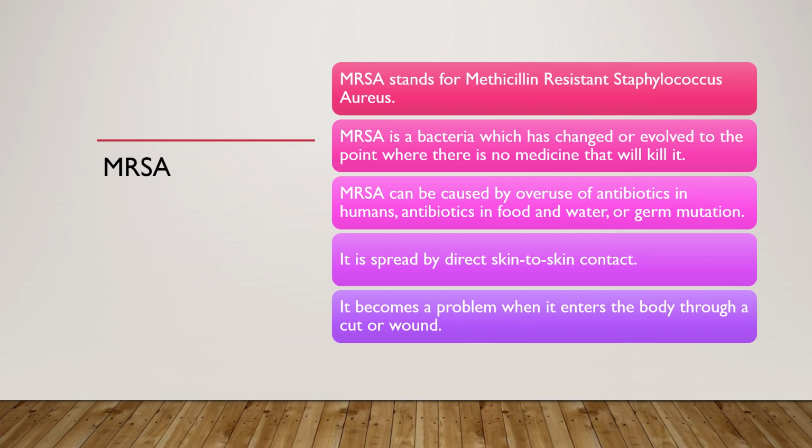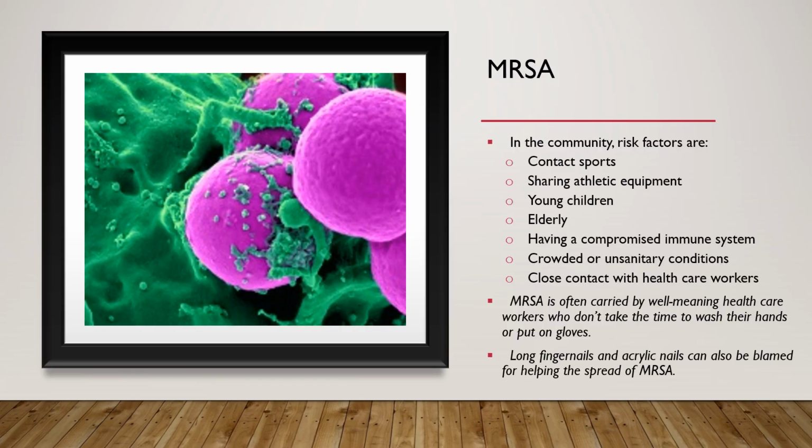And so now MRSA has gotten to the point where there is no medication to actually kill MRSA. It can be caused by the overuse of antibiotics in humans, the antibiotics in food and water, or germ mutation. It is spread by direct skin-to-skin contact. It can become a problem when it enters the body through a cut or a wound.